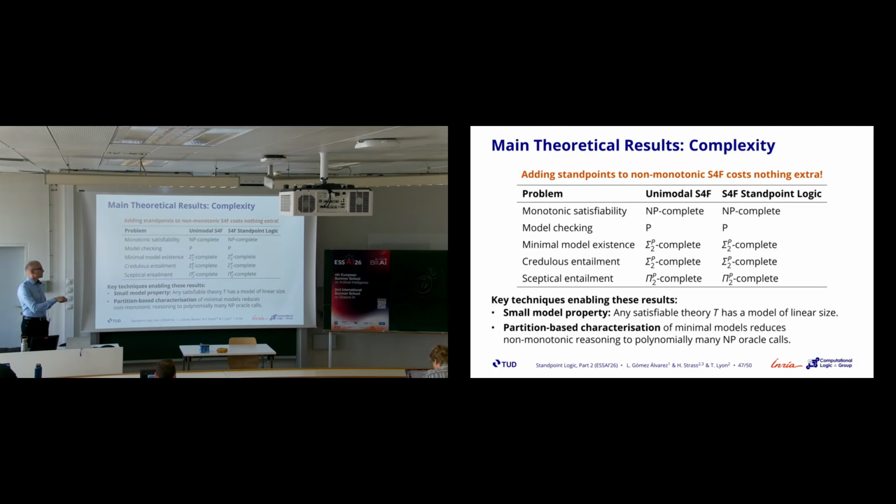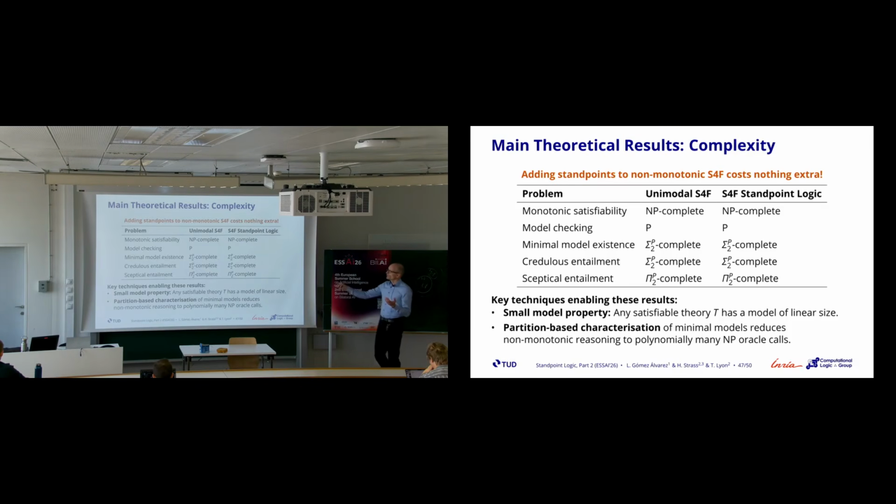So as I already mentioned, both S5 as well as propositional standpoint logic do have the small model property. And fortunately, it turns out that also if we combine this, so if we have multimodal S5, we still have a small model property. And essentially, the proof idea is the same. We keep witnesses for all non-satisfied boxed formulas. So this is the first step.